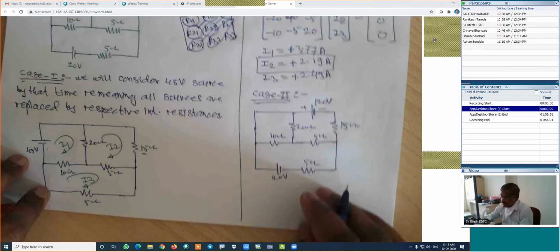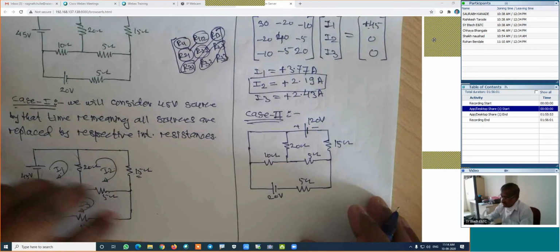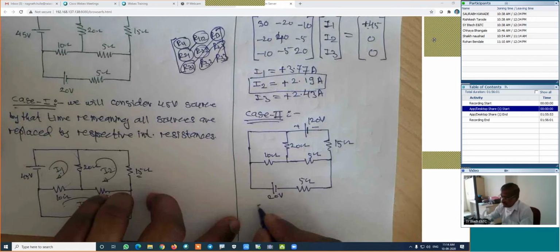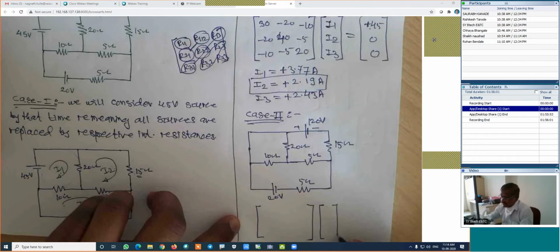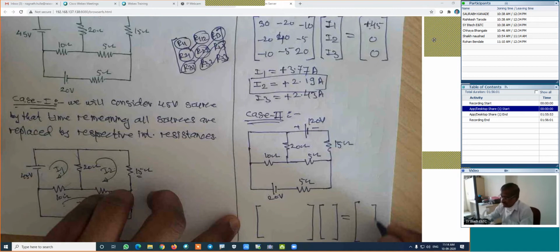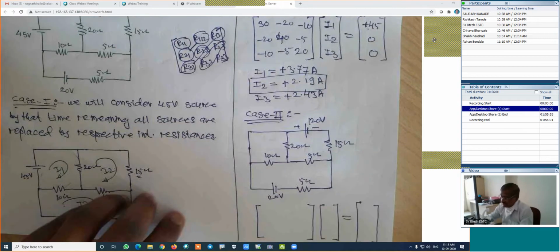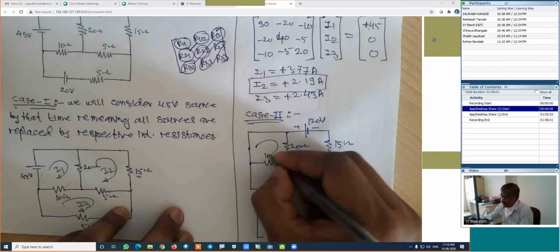Now I will prepare the matrix again. For this case, look at the matrix. It will be something like this again. But in this case, I have given the names as I1, I2, I3. I will give some different names here.